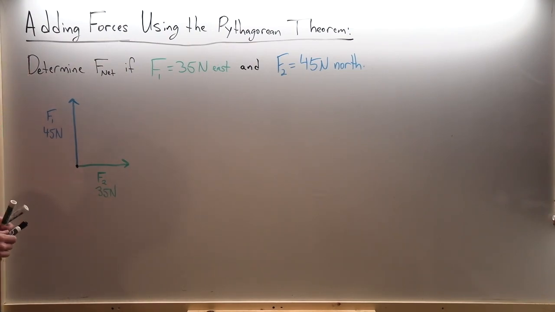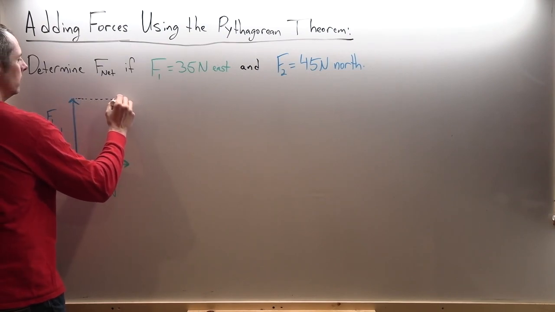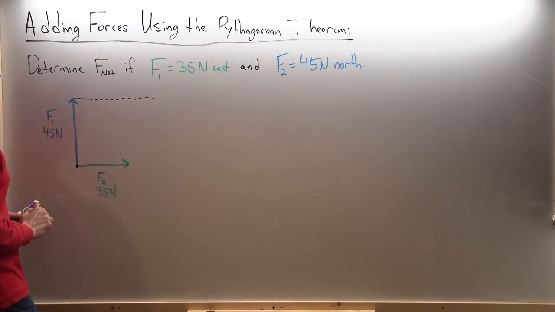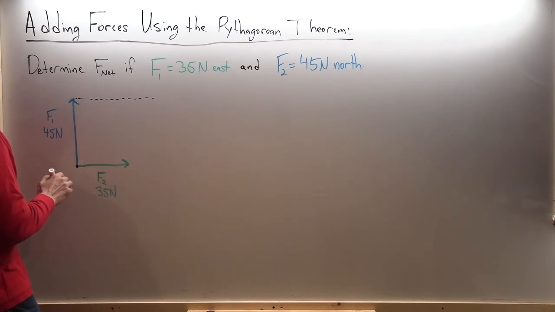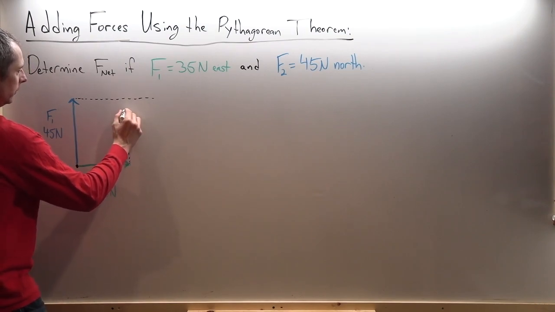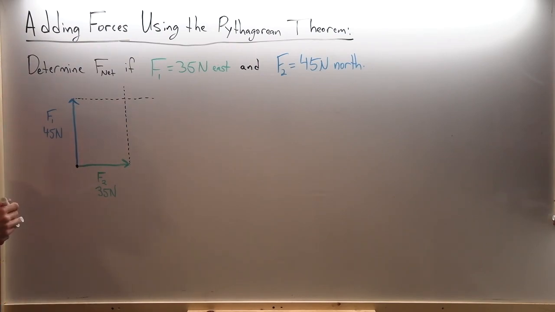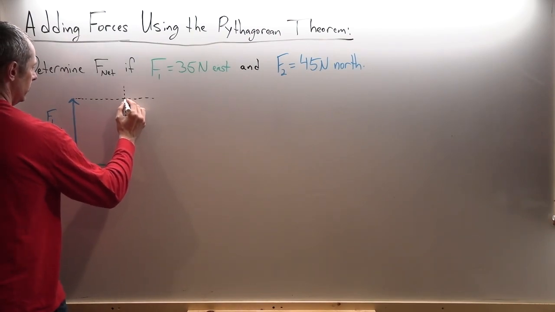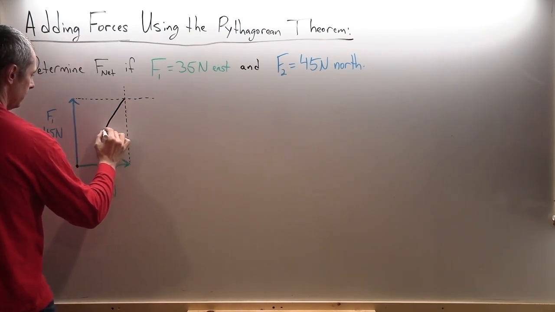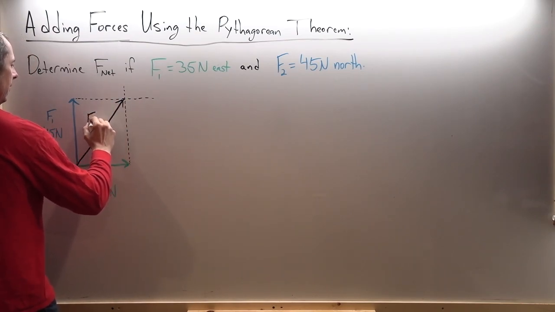Once again, I'm going to construct a parallelogram, in this case a rectangle. So I'm going to draw a dotted line here, parallel to this bottom arrow, and then parallel to this arrow right here, I'm going to draw a dotted line, which means it's vertical. Where those two meet is where the F net, or the resultant, ends. So right here, I'm going to draw an arrow. I'm going to label that F net.